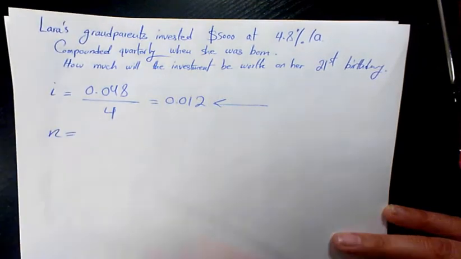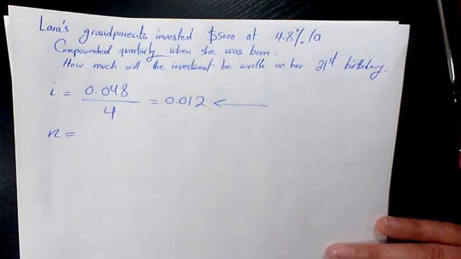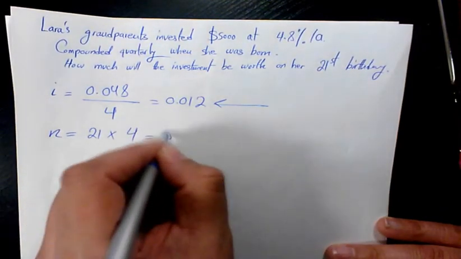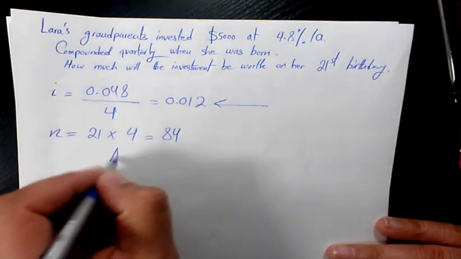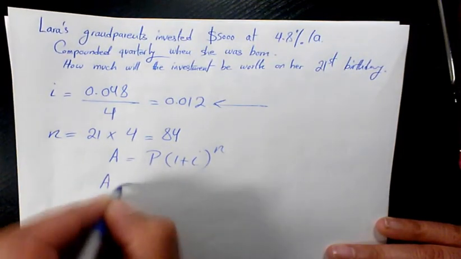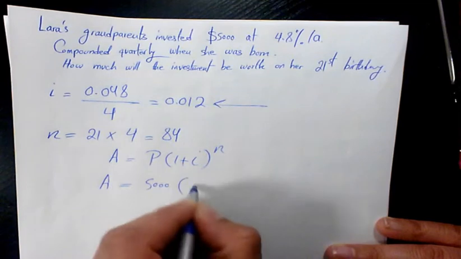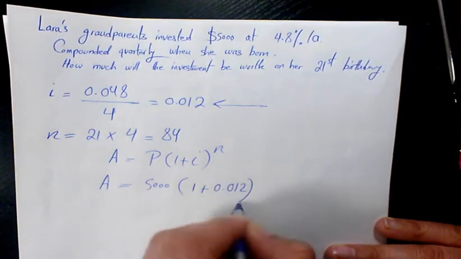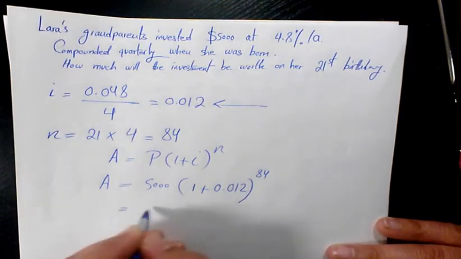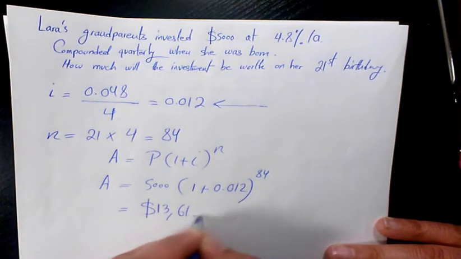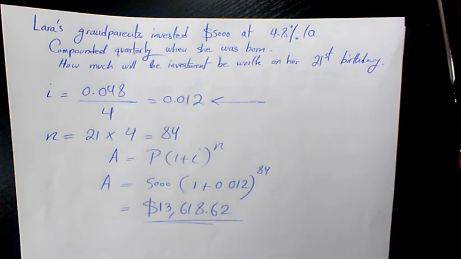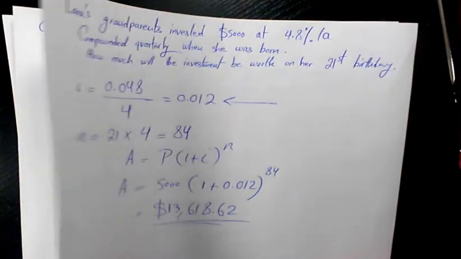How many compounding periods do we have? Because it's compounded quarterly, it's the number of years, which is 21, times 4 times per year. So it's going to be 84. So A will be P times 1 plus i to the power of n. So A will be 5,000 times 1 plus 0.012 to the power of 84. And when you calculate it, it's going to be 13,618.62. So that's how much it's worth after 21 years. Let's see the next example.